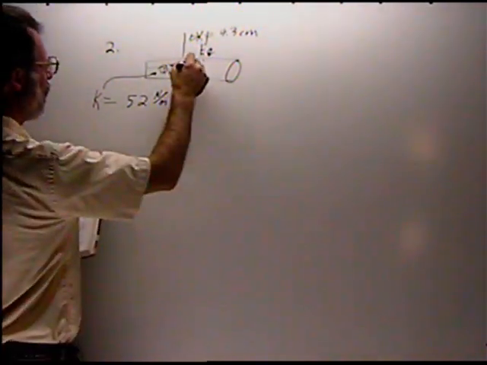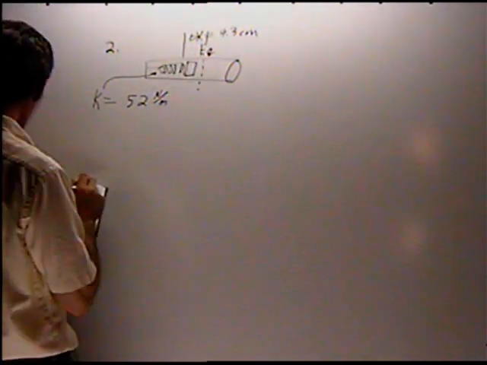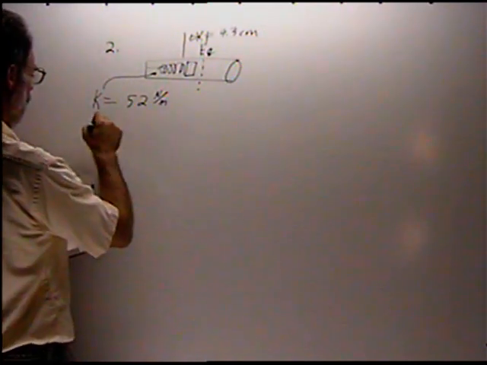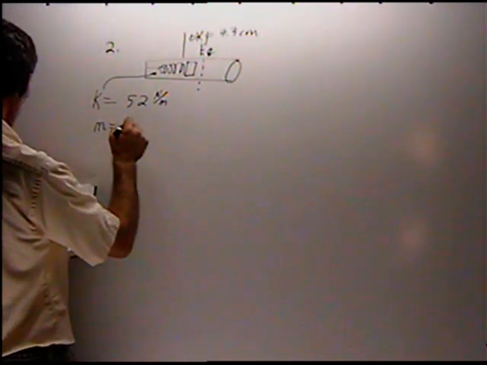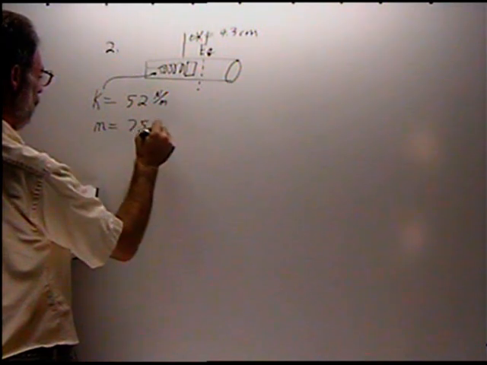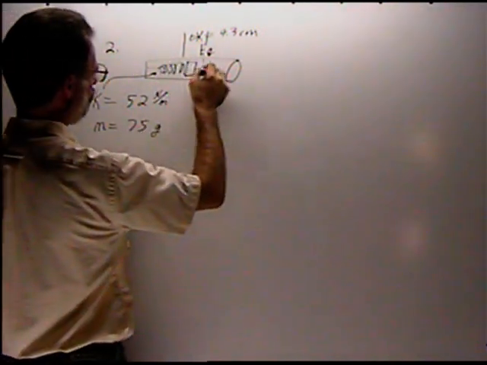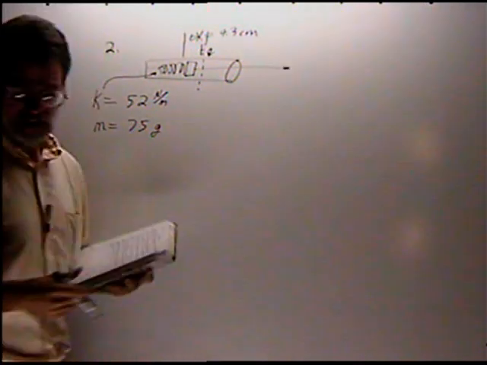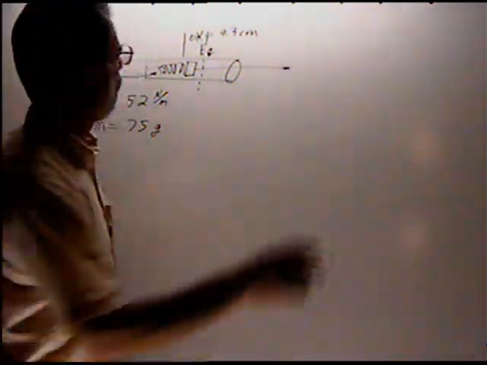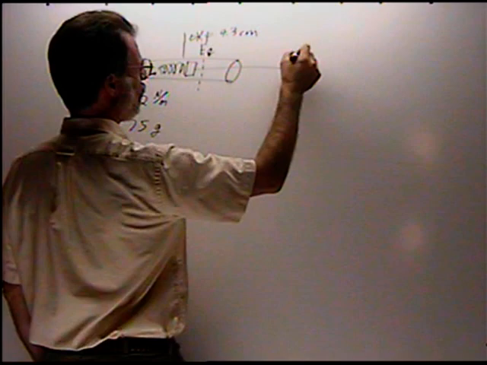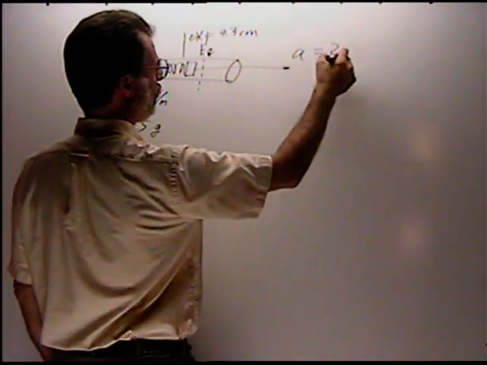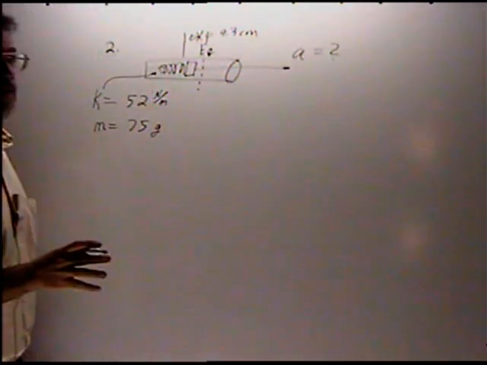And there's a mass right in front of it. The mass here is 75 grams. And when you fire the thing, it's going to shoot out here. The question is, what is the initial acceleration? Well, that's a very good question.